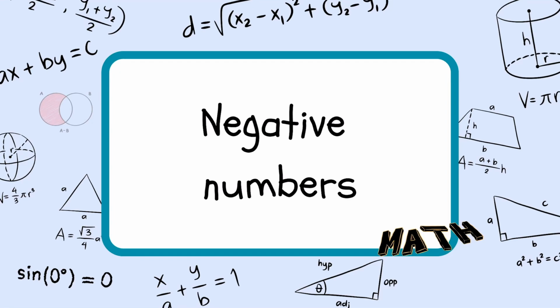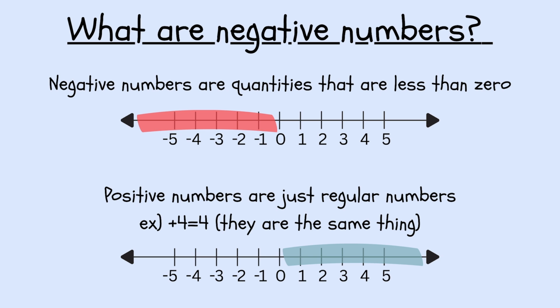Hello, today we're going to be focusing on negative numbers. So, what are negative numbers? Negative numbers are quantities that are less than 0. So here we have a number line and it's shaded towards the left side of 0. Those are called negative numbers.